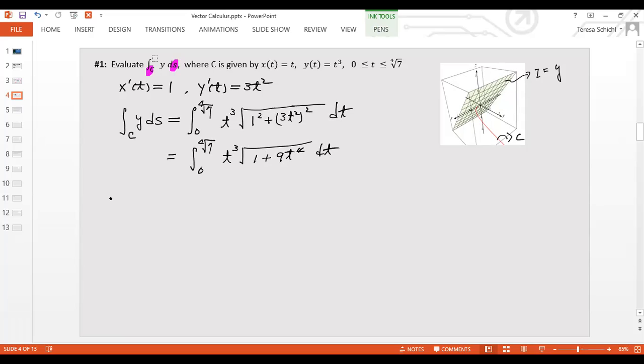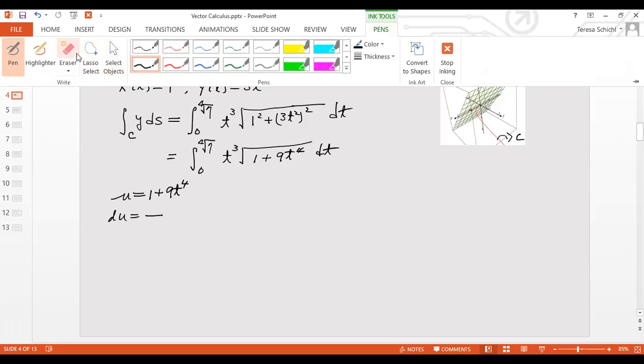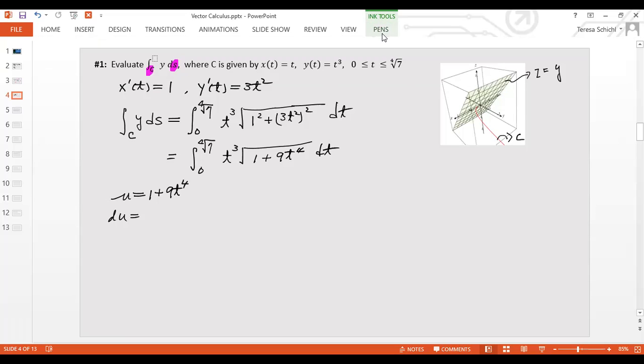So I can use, I recognize this is what? This will be the u-substitution, right? So I can say u is 1 plus 9t to the 4th. Then I have du equal to what? So this is 4 times 9 is 36 t cubed dt here, correct? Okay, so 36t cubed dt.